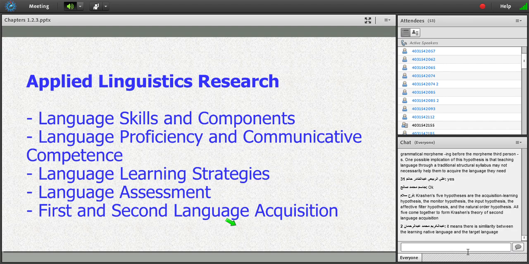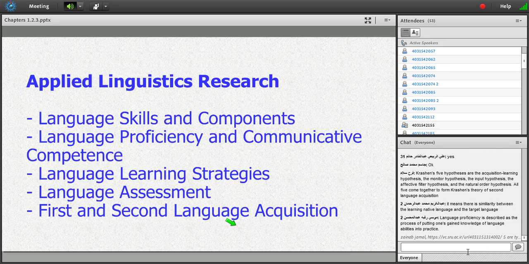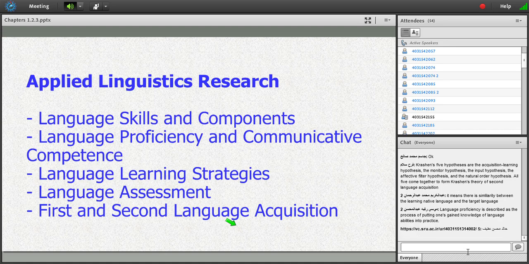Thank you very much. Yes. Krashen has 5 hypotheses. You're right. Natural order is one of the hypotheses that I said. There is similarity between learning native language and the target language. Exactly. Language proficiency is the process of putting one's gained knowledge of language to practice. Good.